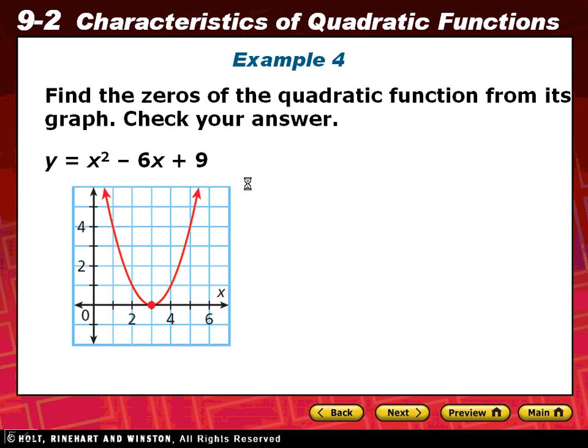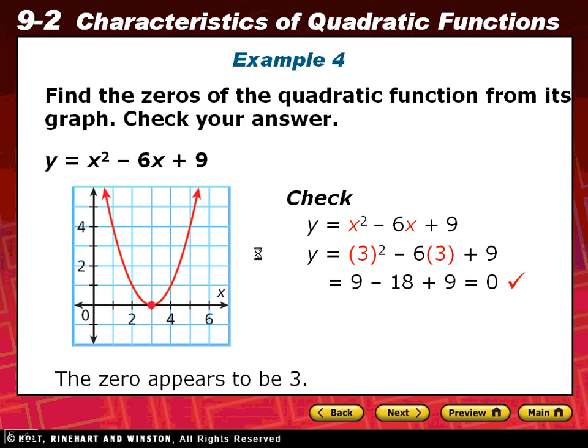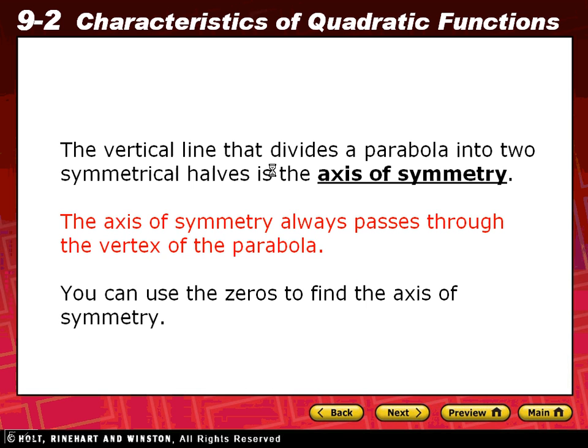Example 4. Here's the graph of x squared minus 6x plus 9. How many zeros does this one have? That's right, it has 1. What's the value of that 0? That's correct, it's 3. And let's check it. 3 squared minus 6 times 3 plus 9 is equal to 0. All right, so those are examples on zeros of functions.